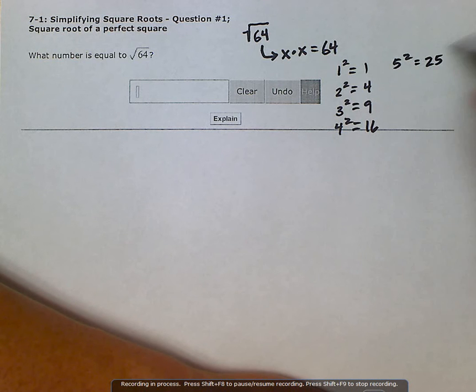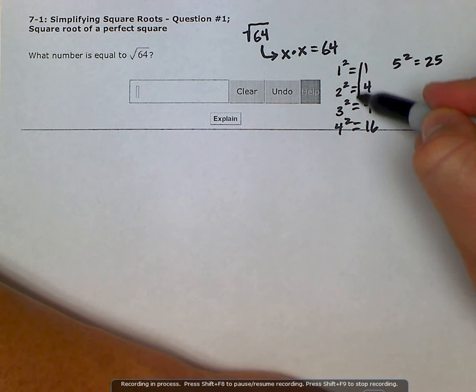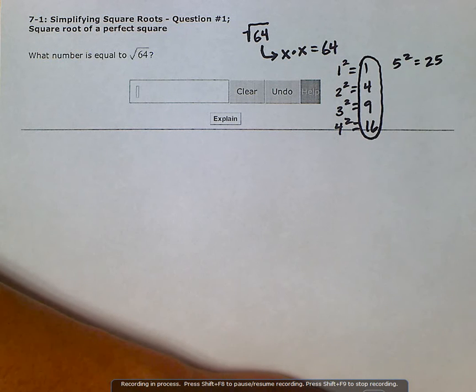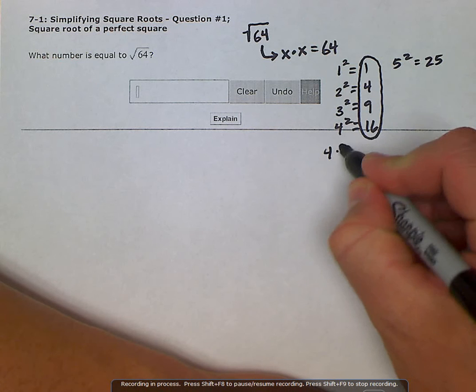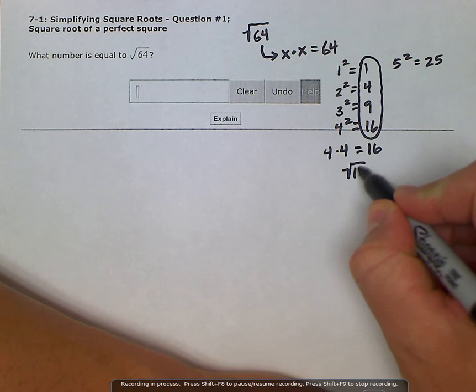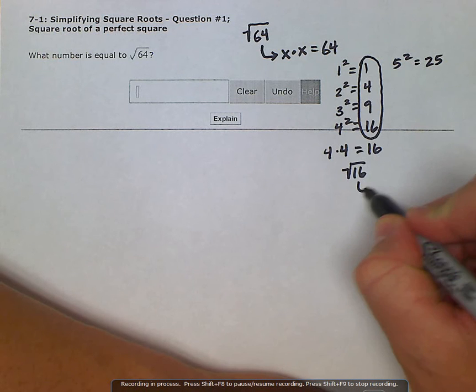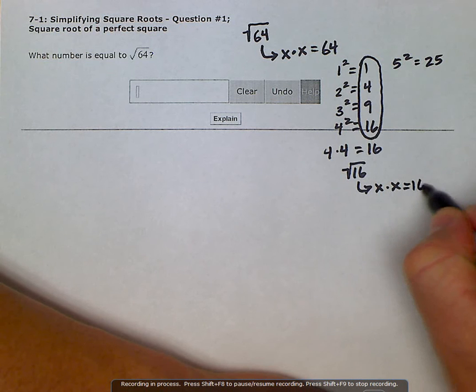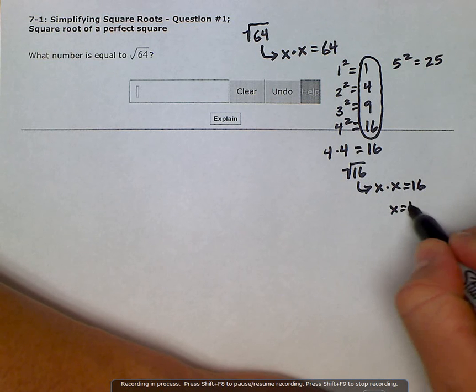Here again, these on the right are the examples of perfect squares, because if I take the square root, it gives me a natural number. 4 times 4, for example, is 16. So if I'm taking the square root of 16, I want to find the number x times itself that equals 16, and that number is 4, or that whole number. So we'll continue to go up.